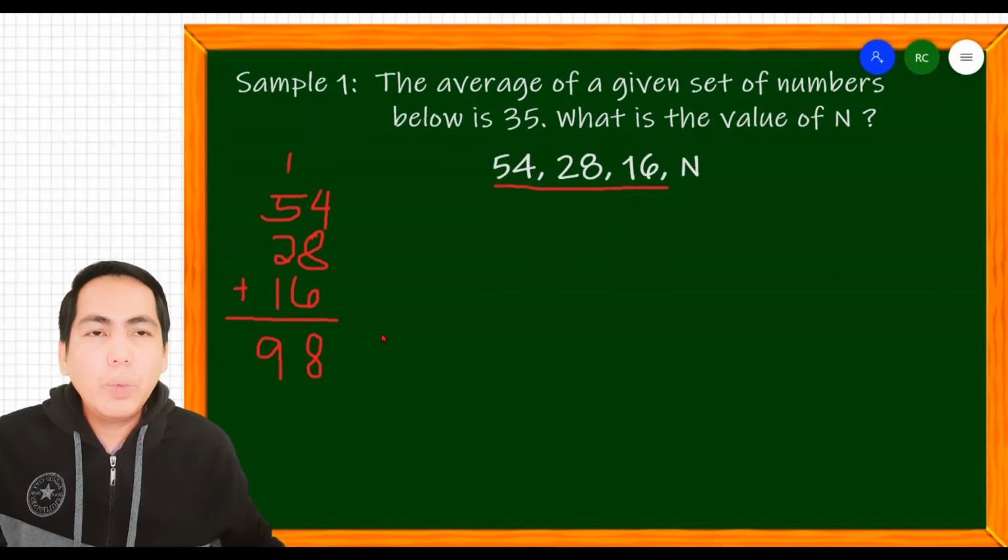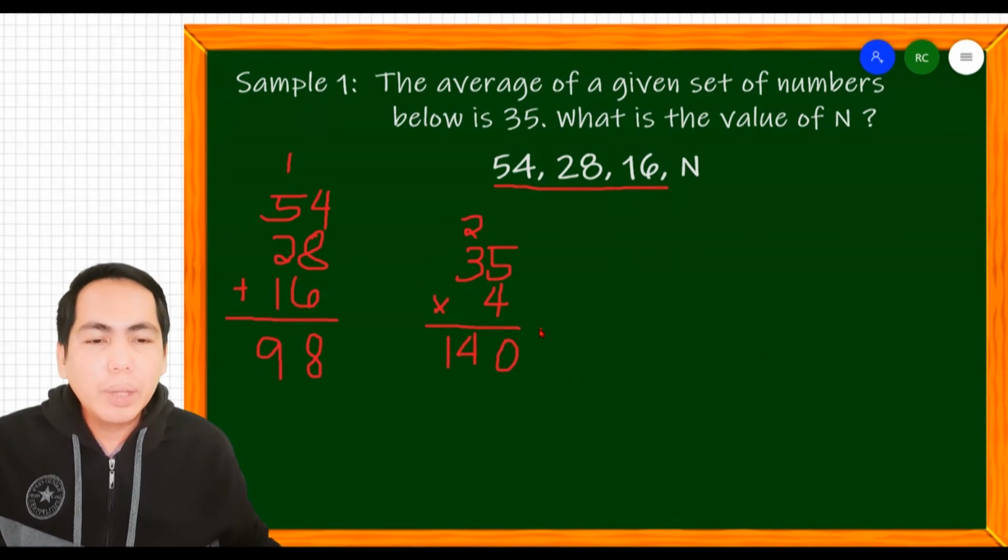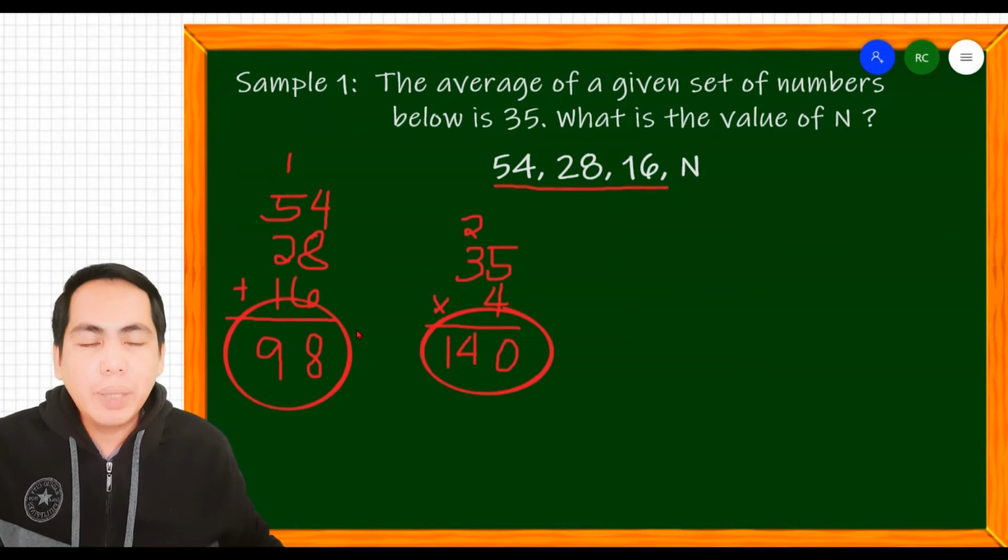After that, we are going to count how many numbers do we have in the given set, including the missing number. 1, 2, 3, 4. So there are 4 numbers, and we are going to multiply this 4 to the given average. Our average is 35, so 35 times 4. So 4 times 5 is 20, 0, regroup 2. 4 times 3 is 12, plus 2 is 14. So 140.